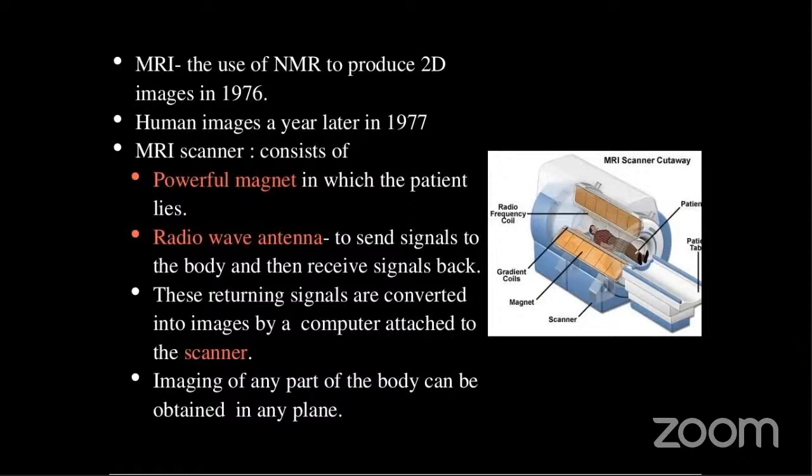So there's a powerful magnet in which the patient lies. Then there is a radio wave antenna, as I said, to send the signals to the body, then to receive the signals back. These are the radio frequency signals, RF signals, that are going to disturb the alignment that I was talking about. Then these returning signals are converted into images by a computer attached to the scanner. Imaging of any part of the body can be obtained in any plane. We have our classic axial, sagittal, and coronal images.